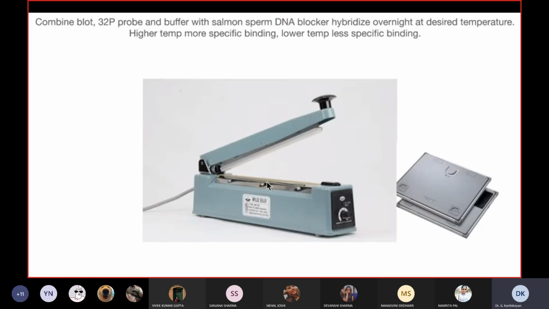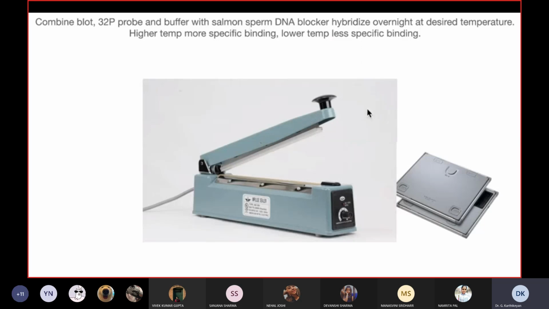What we used to do is we had these bag sealers then. All you do is you combine your DNA blot and your P32 probe, your radioactive DNA or RNA probe, and you put it in a bag. We used to use bags. Some people use glass tubes. Put it in a bag with some buffer, and believe it or not, we used what's called salmon sperm DNA to block the hybridization overnight.